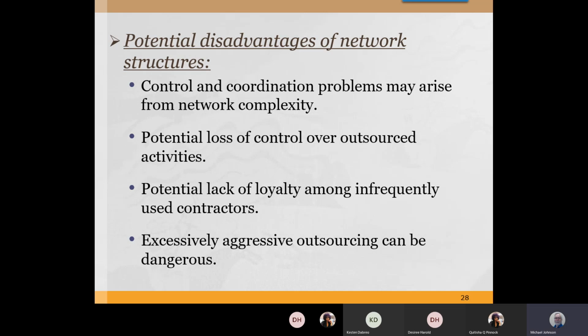Excessively aggressive outsourcing can be dangerous. You definitely want to make sure you have the core components and that you're very careful who you do business with. Sometimes trying to get the lowest price is not the smartest thing to do. Sometimes the lowest price comes with the possibility of non-compliance. In other words, not even living up to the expectations.